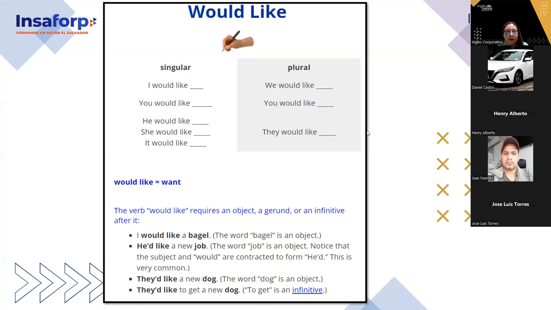And here we have... okay. So, how to use would like, all right? We have versions, right?